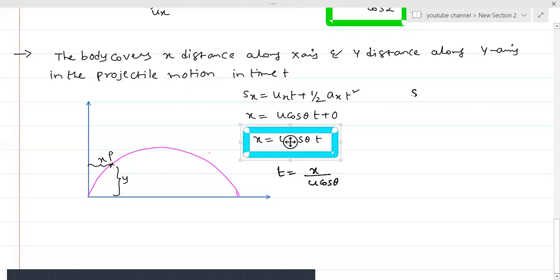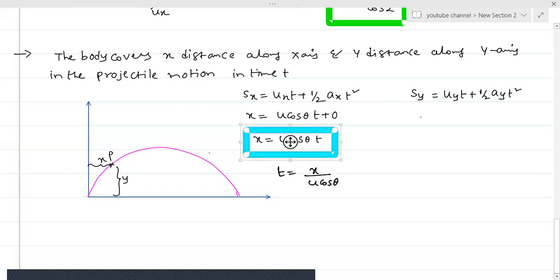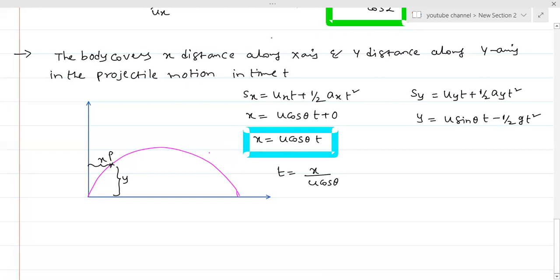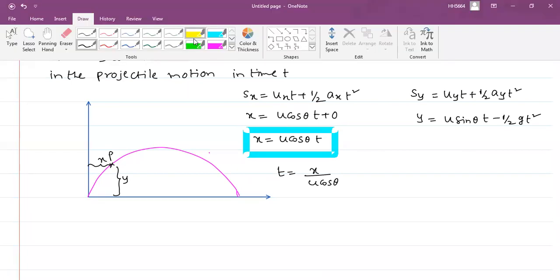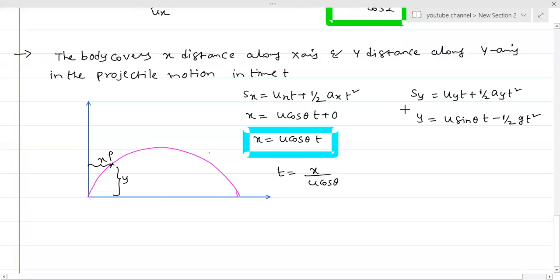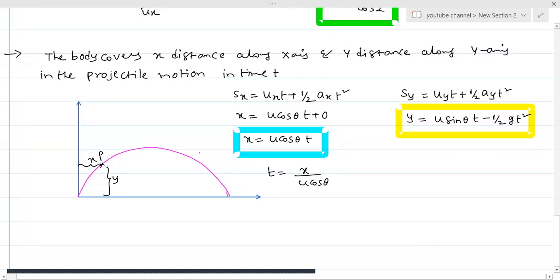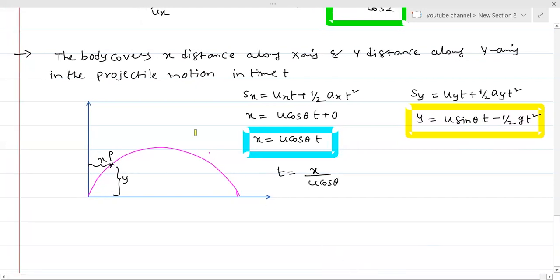Similarly, we can also write sy equivalent to uy into t plus half ay into t square, and sy means y, so y is equivalent to u sin theta t minus half g t square. So this is also one of the important relations here: y equivalent to u sin theta t minus half g t square.